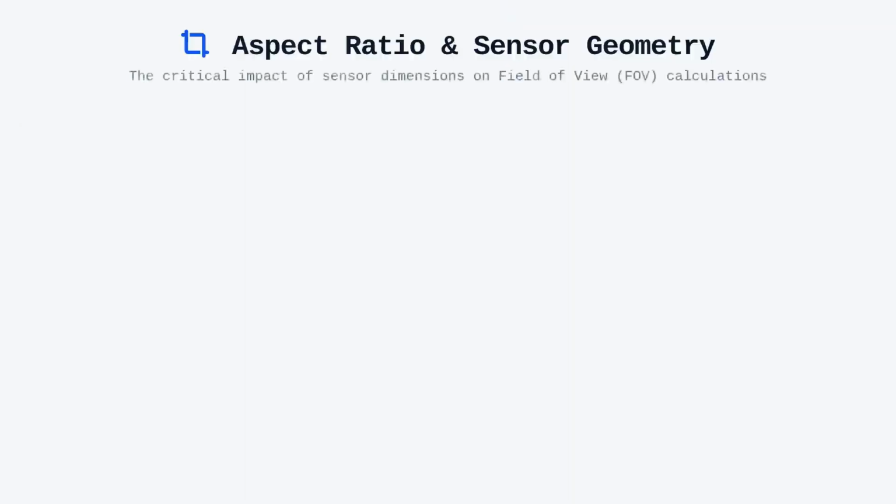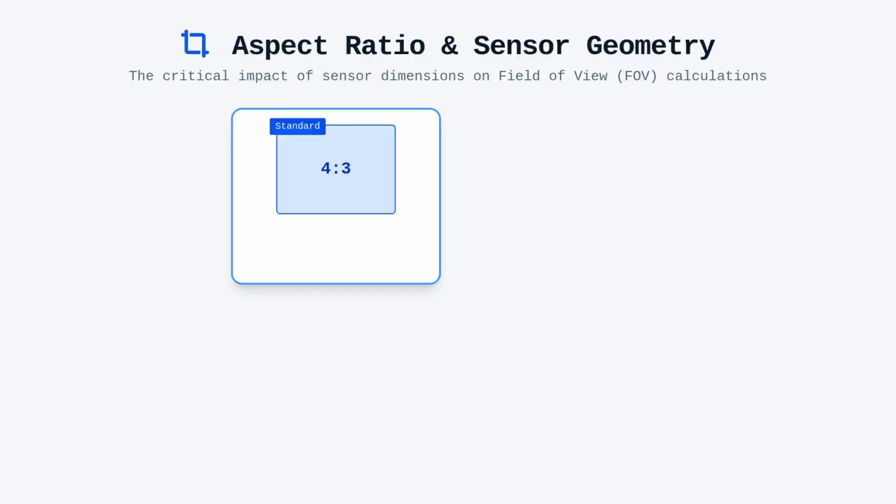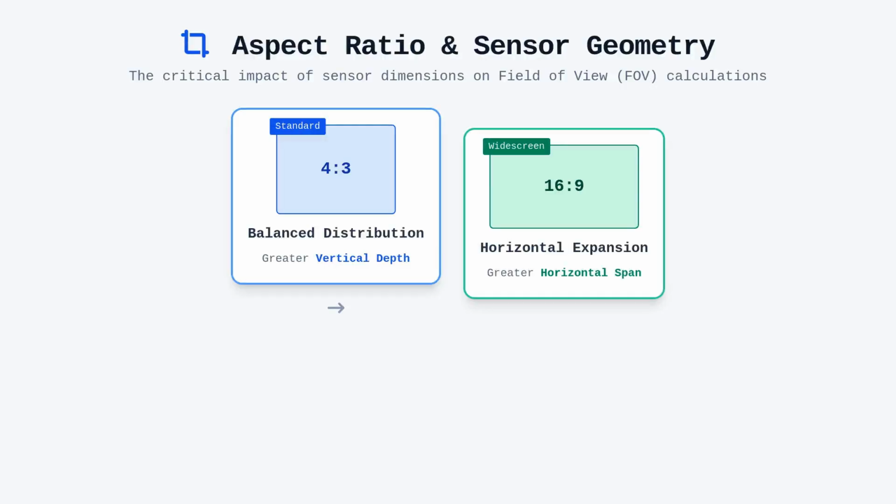The choice of aspect ratio introduces a significant variable into these calculations that often escapes novice designers. A 4:3 sensor format, for instance, distributes its surface area differently than the modern 16:9 widescreen standard, directly influencing how horizontal sprawl versus vertical depth is prioritized. When you change these ratios, you're effectively cropping or expanding the effective sensor area that light hits, which changes the math for the lenses being used.